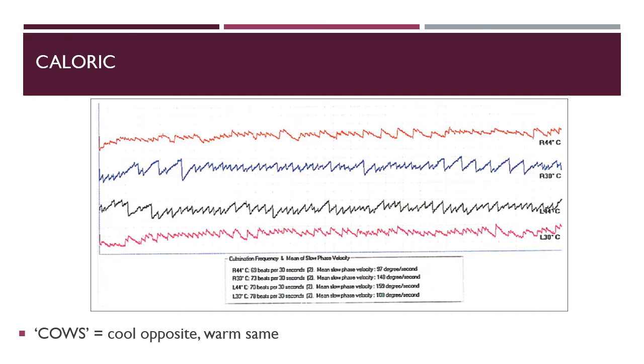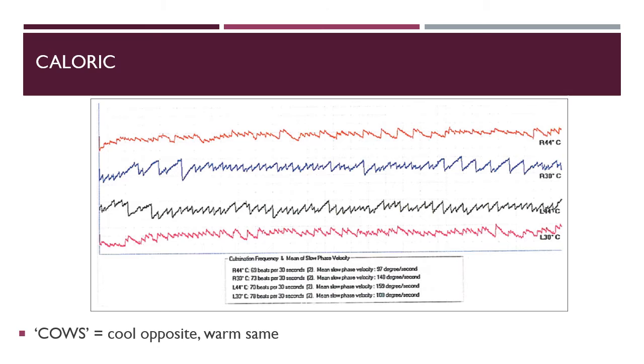This slide shows the recorded nystagmus during the stimulation. There are four sets of nystagmus shown here. The cold irrigation will result in slow phase movement towards the stimulated ear and fast phase movements away from the stimulated ear.